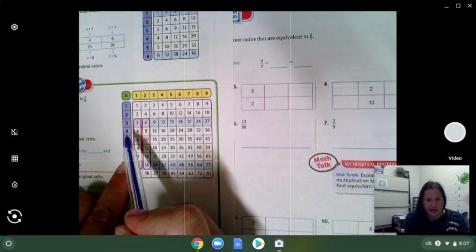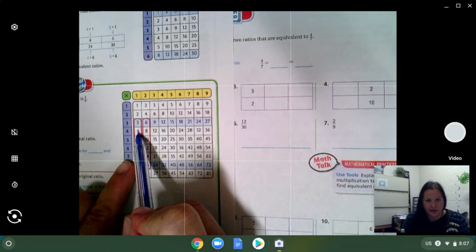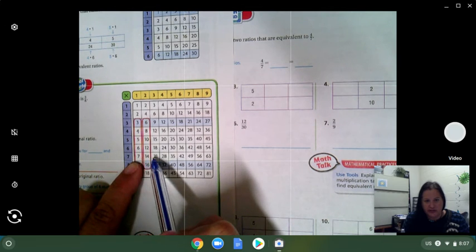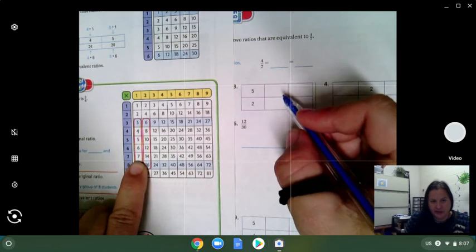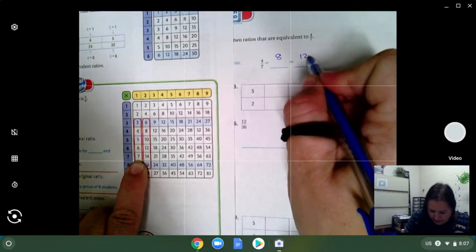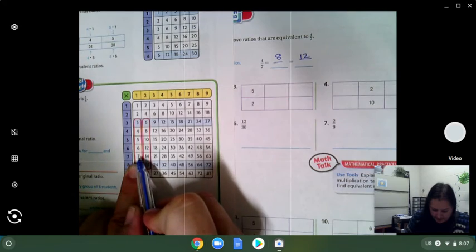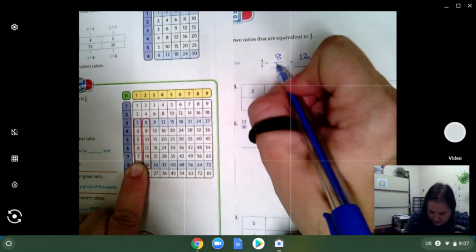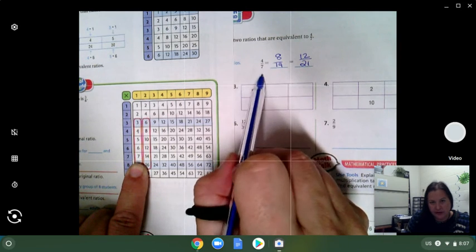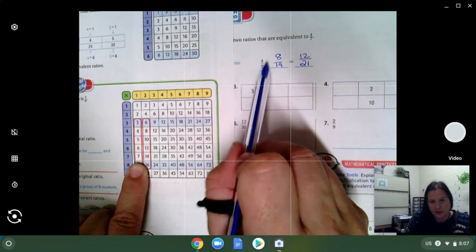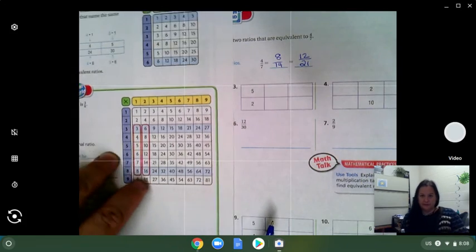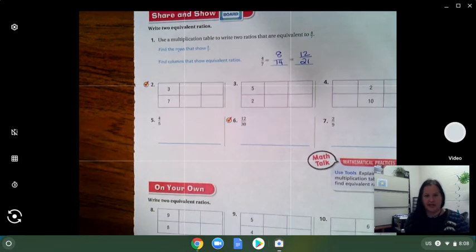So here's my 4s. I can go 4, 8, 12. Here's my 7, 7, 14, 21. So we can just do, my 4 would be 8, 12, and my 7s would be 14, 21 as I go up. So I'm going to make sure that I multiplied by 2 here, 2 times 2, that works, and then by 3 here, and times 3. Okay, so that's how you'll use your multiplication table.